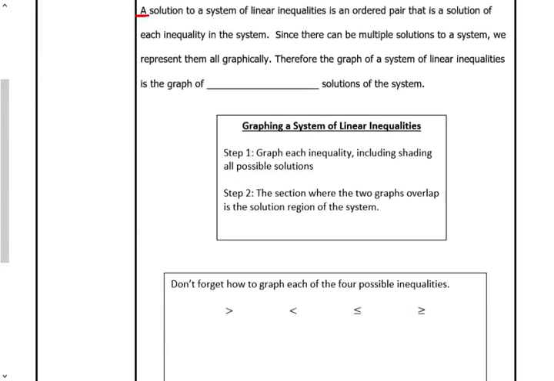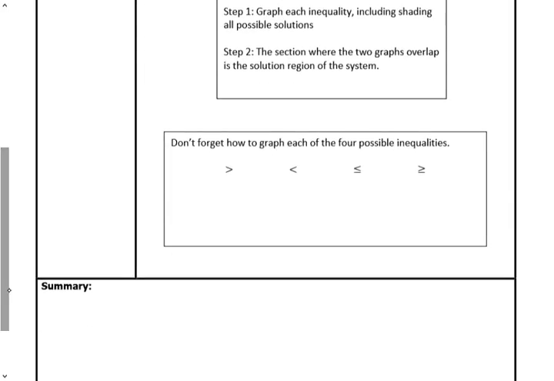the graph of the system is the graph of all solutions. So you will only solve these graphically. You're not going to do elimination or substitution. Your graph is the answer. And we'll talk about what the graph looks like as we go into it. But step 1, graph each one and shade. And step 2 is to kind of highlight the solution region.